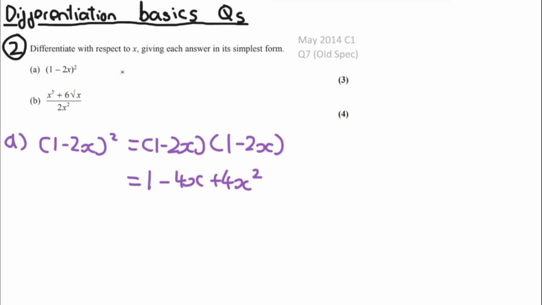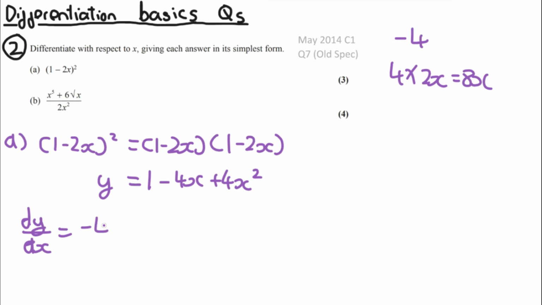It doesn't actually give us y or f of x, sorry, so we're just going to say that it's equal to y, so therefore dy over dx is going to be equal to, and we differentiate each of the terms individually. The 1 is a constant, so it goes away. Remember, when it's like minus 4x, it just becomes minus 4, the x just goes away. And then 4x squared is going to be 4 times 2x, which is equal to 8x. So therefore, the overall term is minus 4 plus 8x.